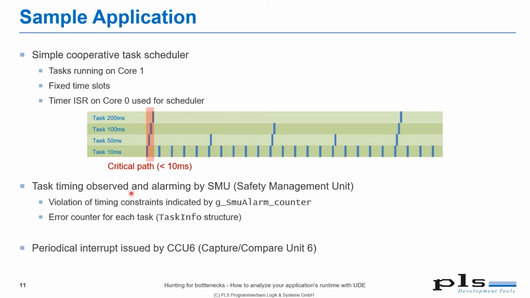What else? We have a variable called G_SMU alarm counter, which counts the alarms coming from the SMU whenever the timing constraints are violated. And we can also look in a task info structure for each task if there is a violation. This helps us to find out if there is any timing violation, and if there is, which task was involved. And we have a periodical interrupt that is issued by the Capture Compare Unit 6 of the Aurix, which is also handled by CoreOne, and we will see what happens if this interrupt is issued.